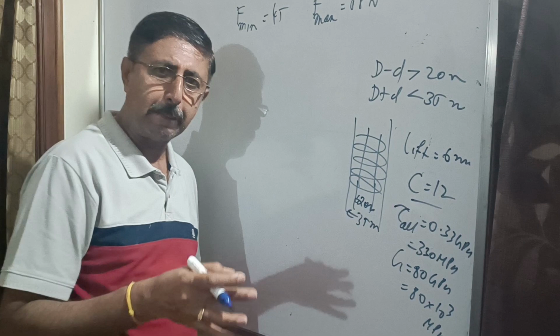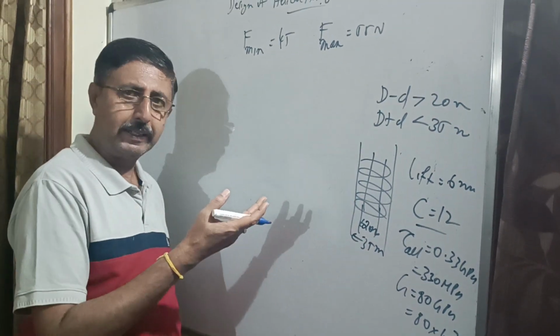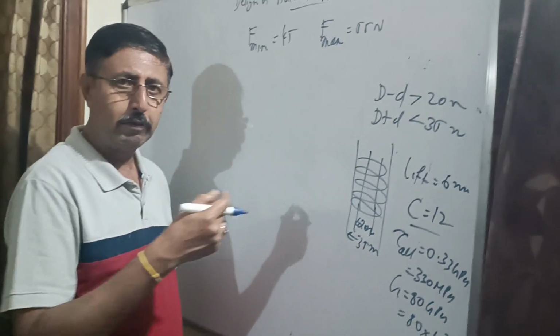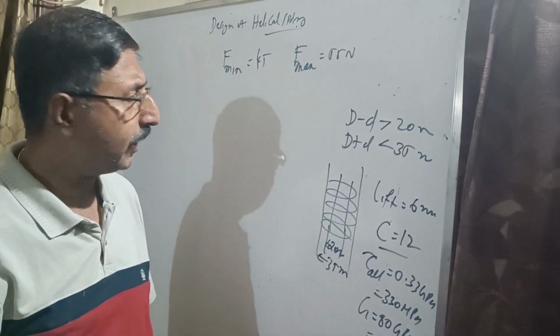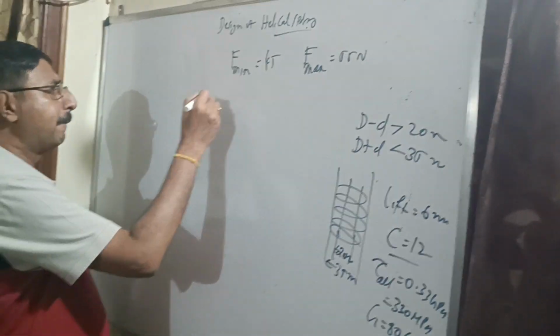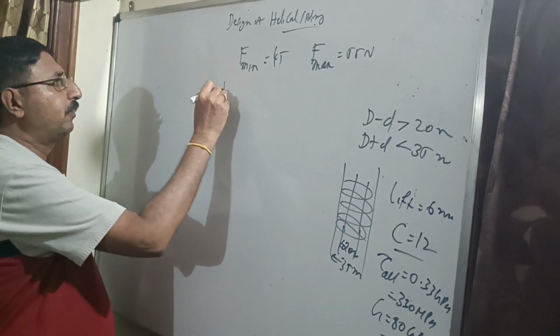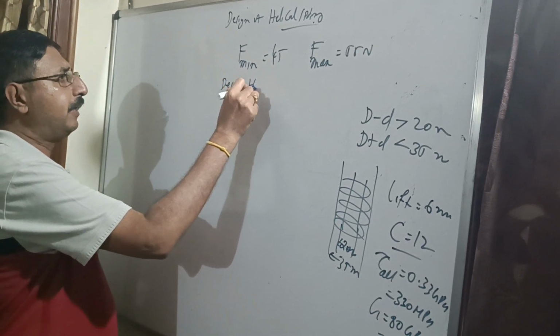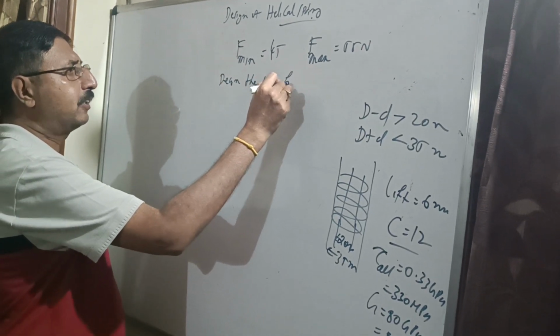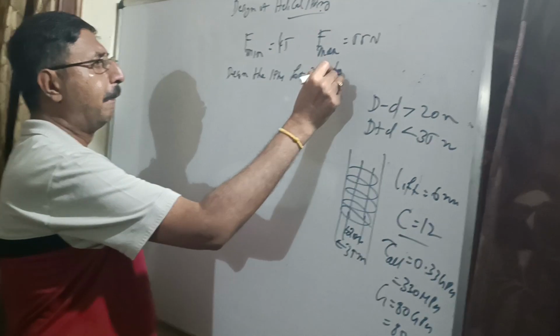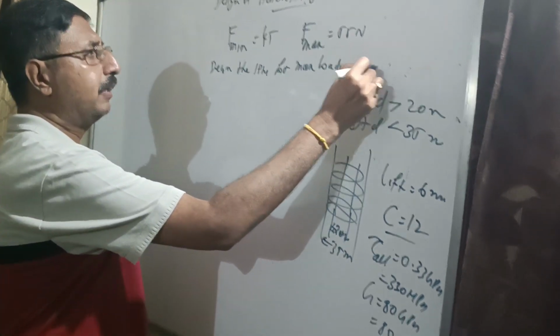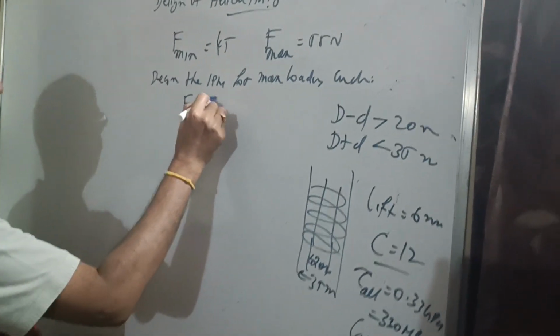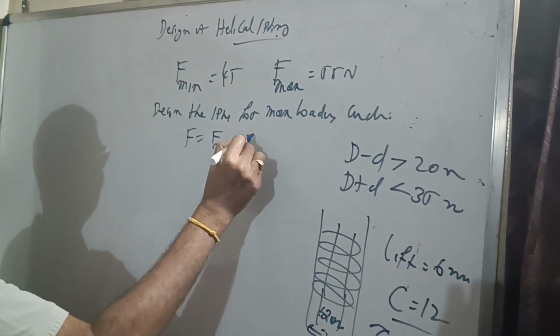Now, of course, in this particular problem, because nothing is mentioned, we do not have to use the Wahl-line method. So, let us design the spring for maximum loading condition. What is the maximum loading condition? That is F equal to F max equal to 55 Newton.